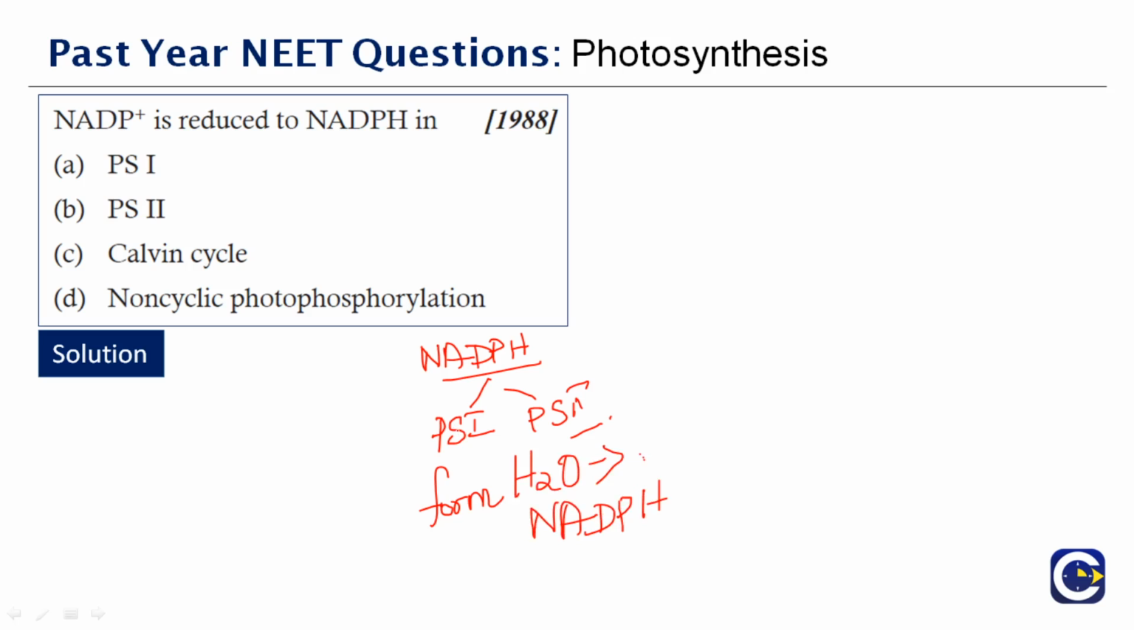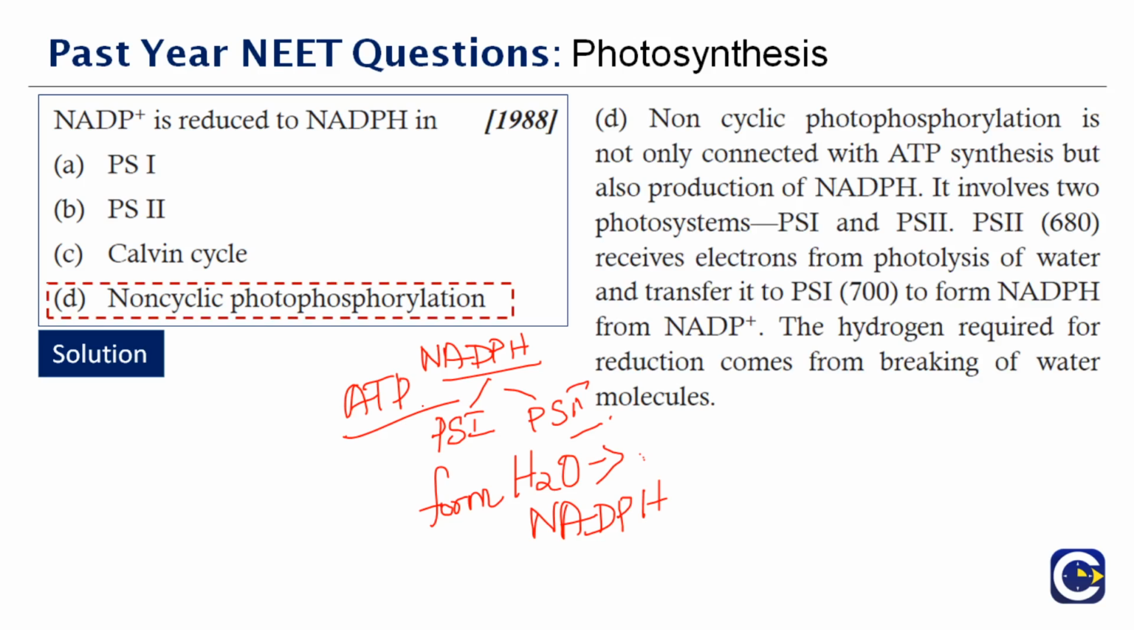When I talk about cyclic, only ATP will be synthesized. When I say non-cyclic, NADP is getting converted into NADPH, and you have the production of water and NADPH. Non-cyclic photophosphorylation involves two photosystems, 1 and 2. When light is absorbed by photosystem 2, the excited electrons enter the electron transport chain to produce ATP. Therefore, the correct answer to this question is option D, non-cyclic photophosphorylation.